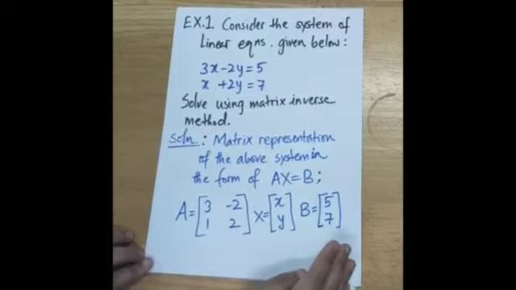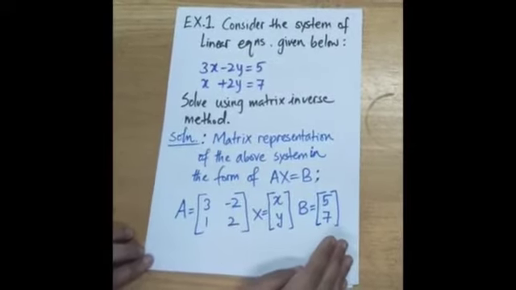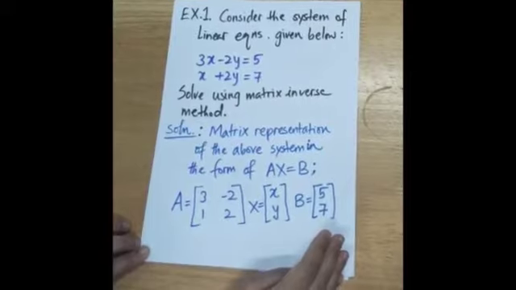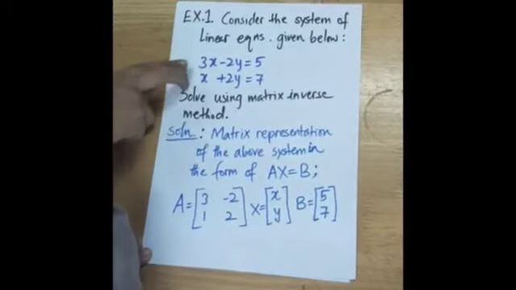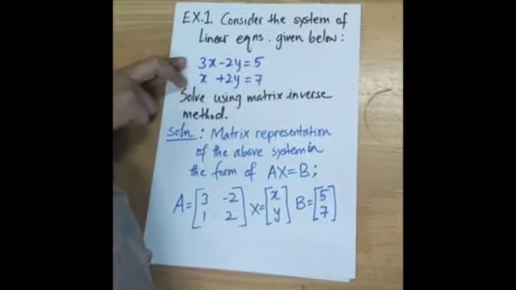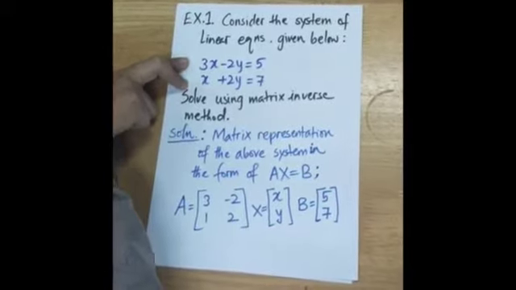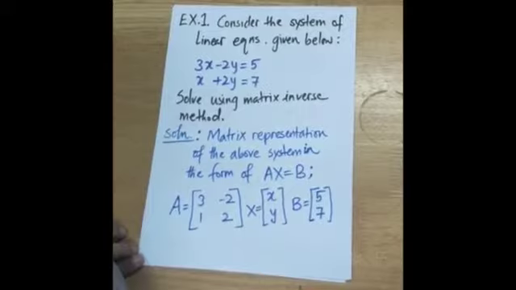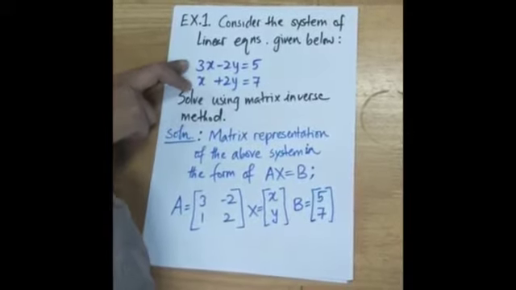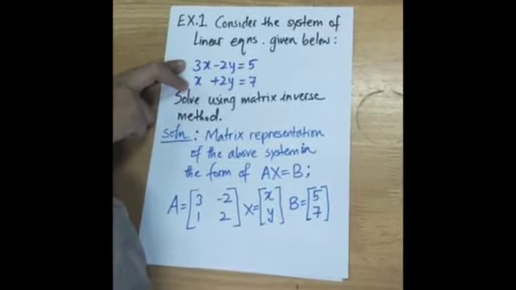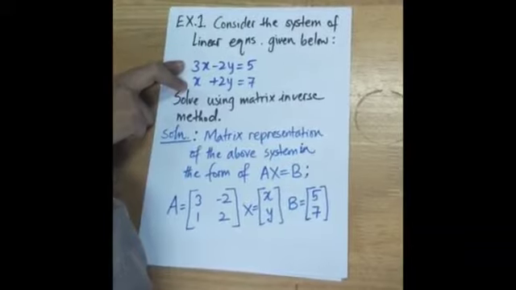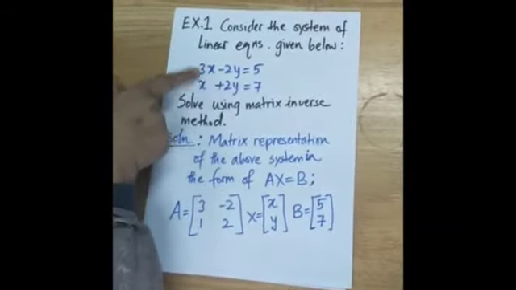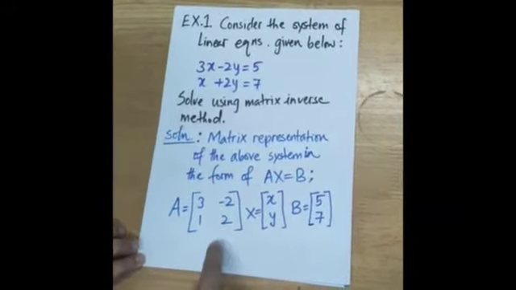Now let's look at an example for solving a system of linear equations using the matrix inverse method. Okay, here we have been given two equations with two variables. So how do we solve? Firstly, we write our given equations in matrix form. So we write down the coefficients of our equations as matrix A.